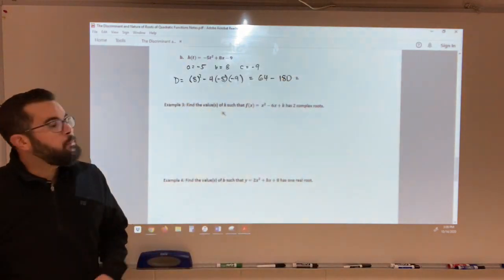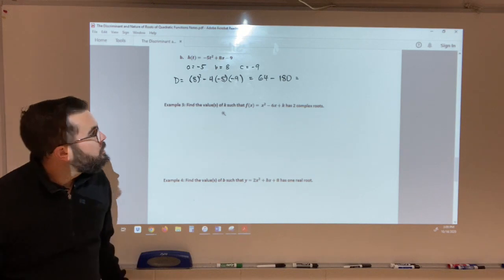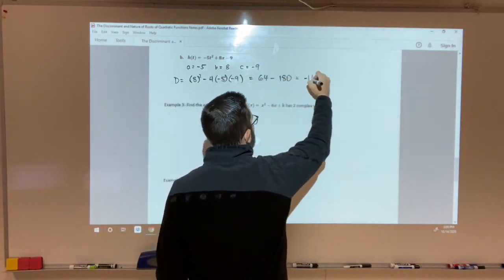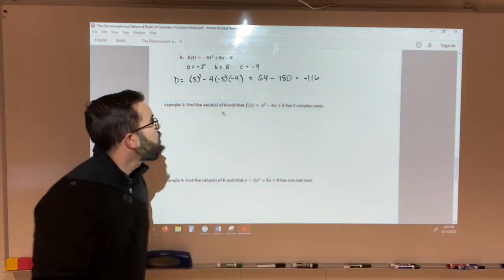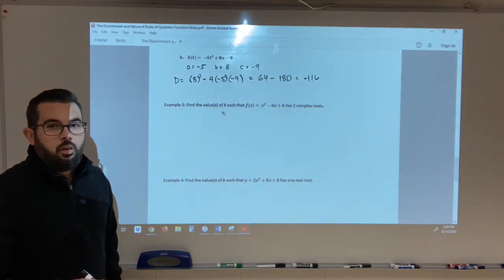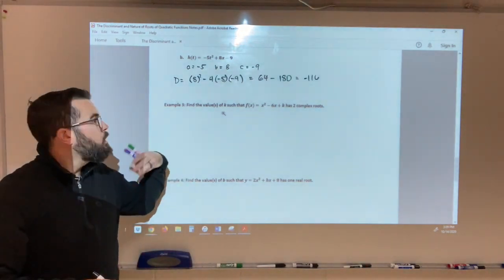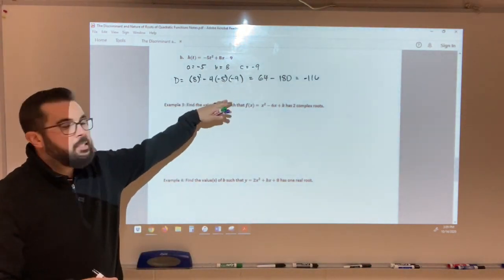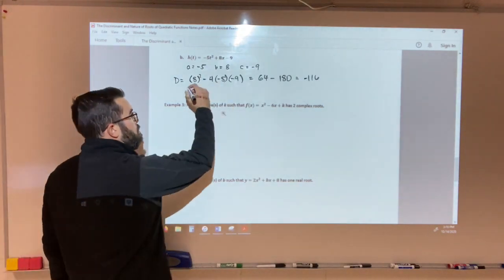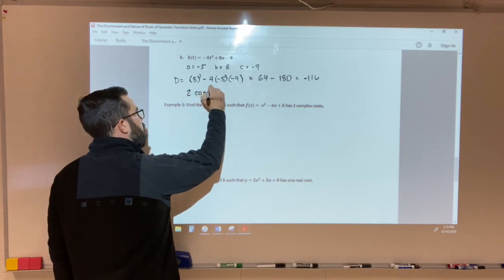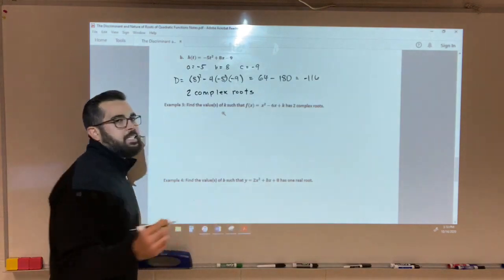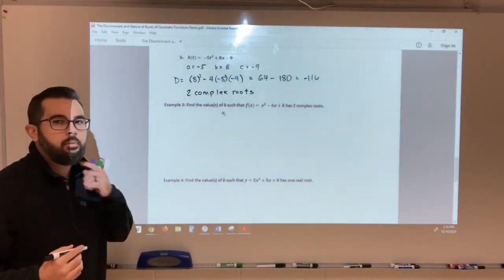Okay, and 64 minus 180 is negative 116. And according to our chart, we know that when the discriminant is negative, there's going to be 2 complex roots. So what does that tell us about the number of x-intercepts?